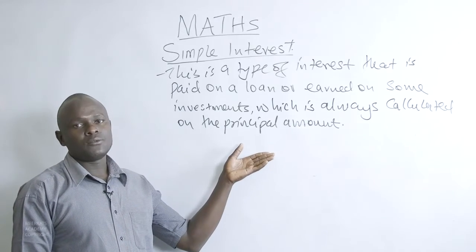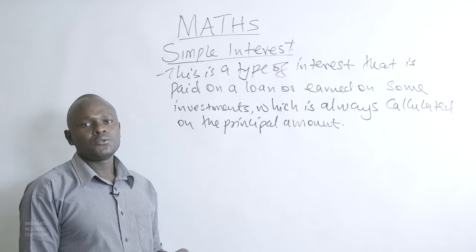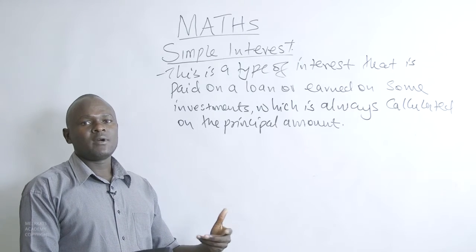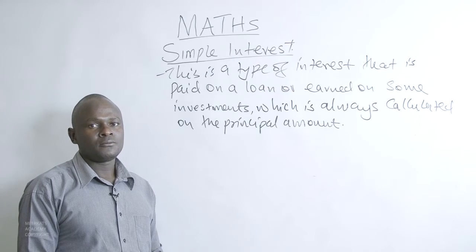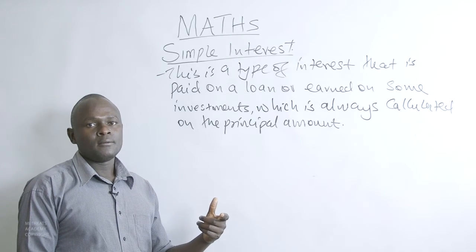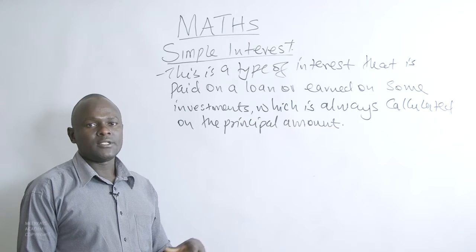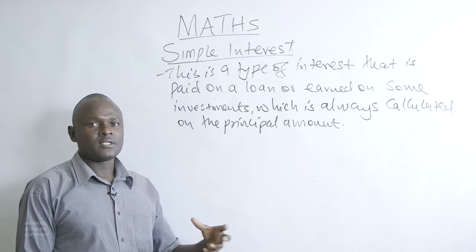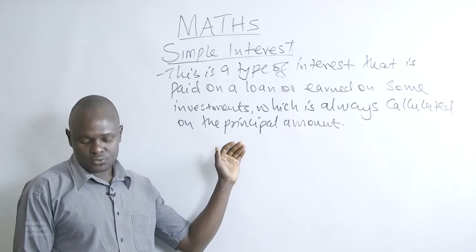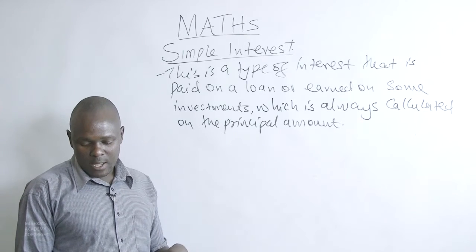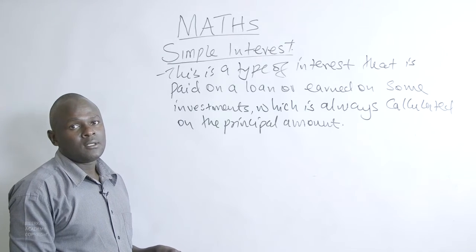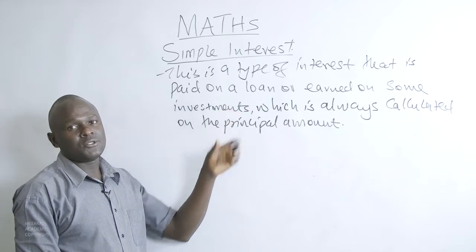on the principal amount. When we talk about the principal amount, we are basically talking about that amount that one will borrow from a financial institution as a loan, or it can be that amount that is invested so that one can earn something more. So that is what we referred to as the principal amount. We have a formula that guides us in calculating simple interests.